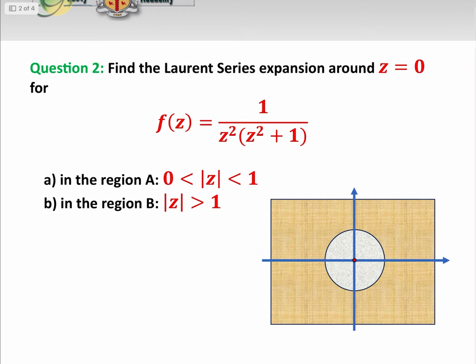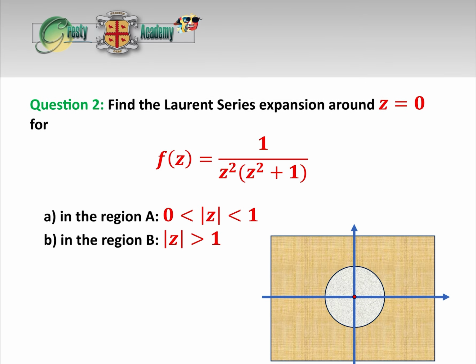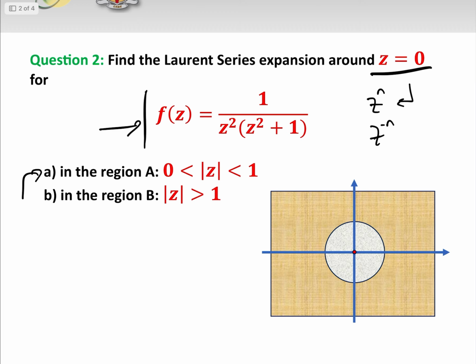So now we're going to get slightly more complicated. Let's have a look at this second one here. Okay, so we need the Laurent series expansion, again around z equals 0. So we're looking for either the form z^n if it's Taylor, or z to the minus n if it's Laurent, of this function here, A, in the region mod z between 0 and 1, and this is slightly different from the first question, and I'll explain that in a second, and B, the region mod z greater than 1, which again is this nice little brown region here.